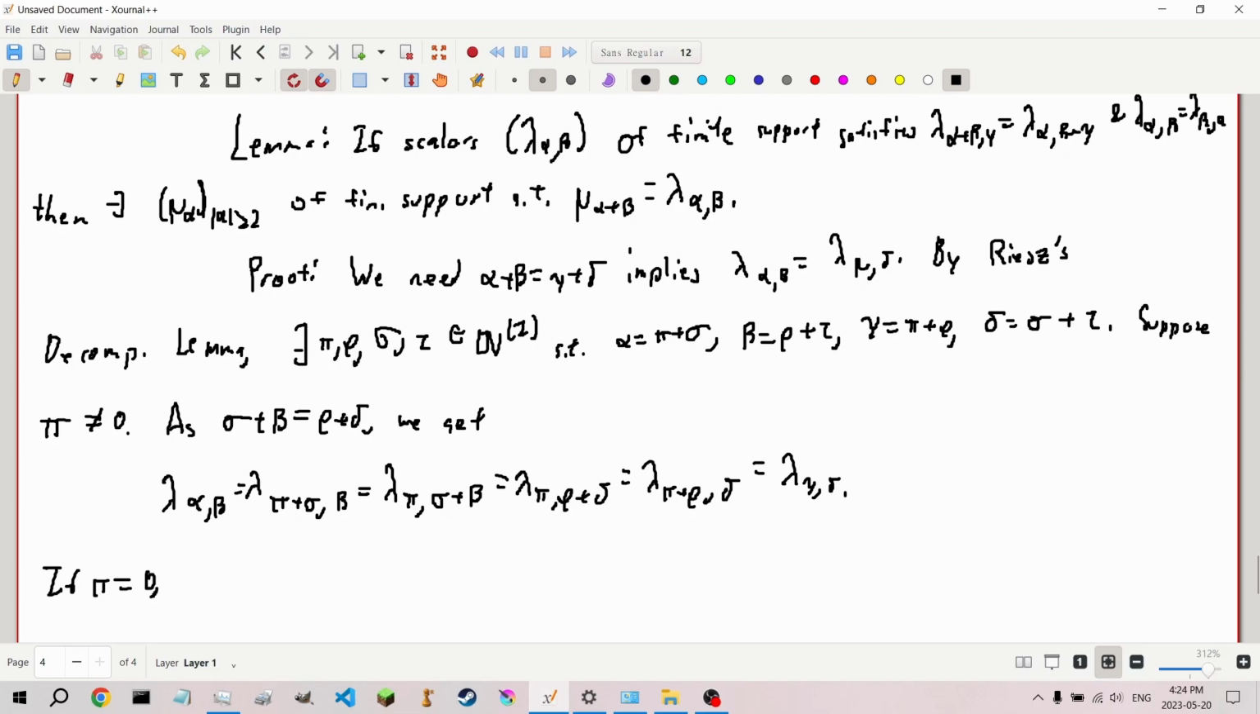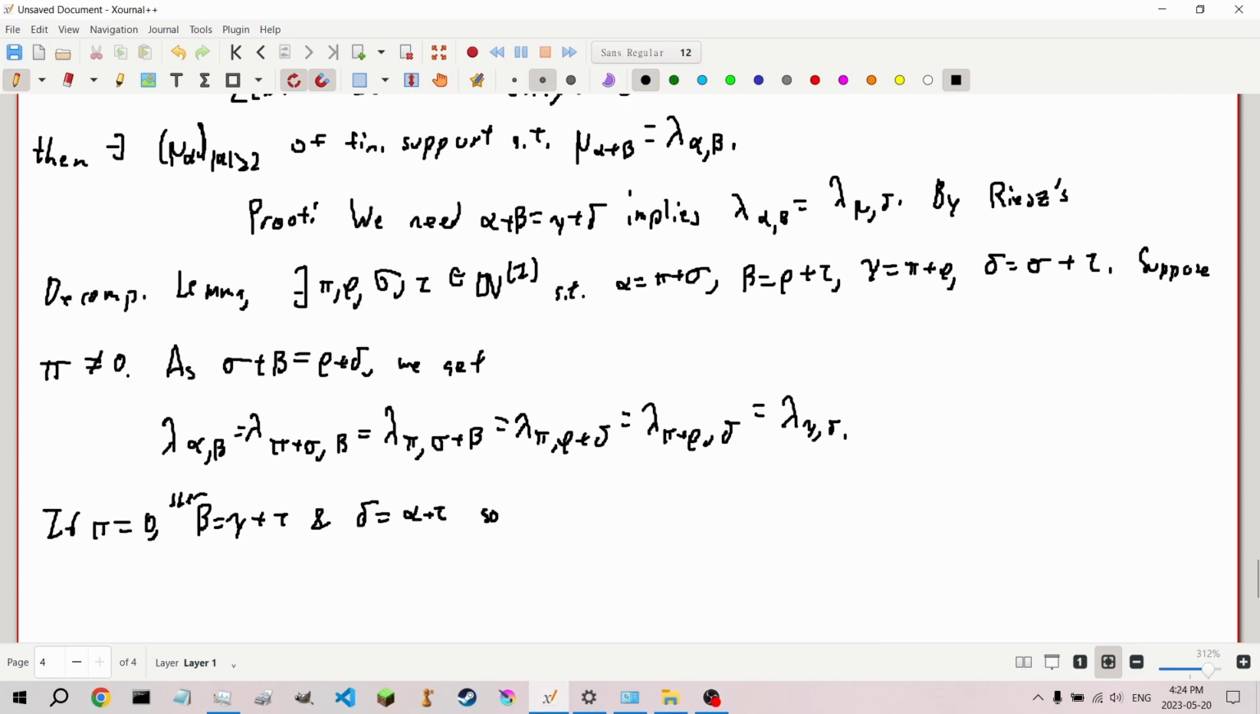If pi is 0, then beta is gamma plus tau, and delta is alpha plus tau, so lambda of alpha, beta is lambda of alpha, gamma plus tau, which is lambda of alpha plus tau, gamma, which is once again lambda of delta, gamma, which is, of course, lambda of gamma, delta. And we are finally done.